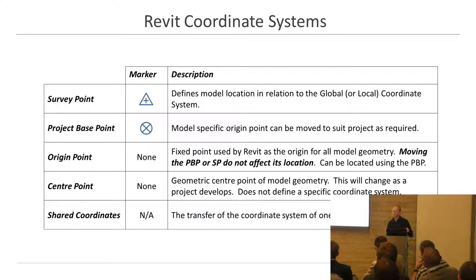There's then an option for a center point. Again, this would be used if you're linking files together. The center point is supposed to be, essentially, if you drew a bounding box around your entire model, the geometric center of that bounding box. It's a very vague point, but it is, in some instances, quite useful.